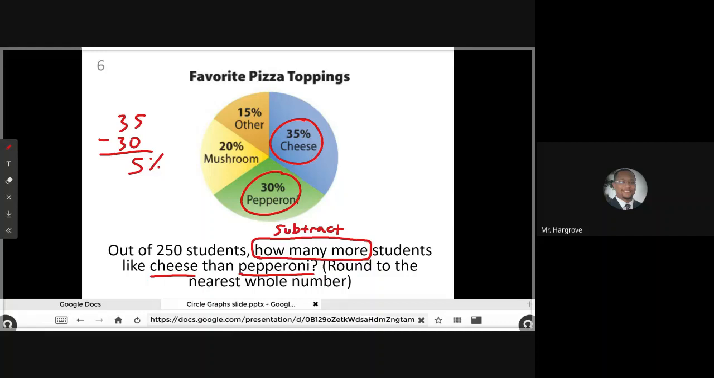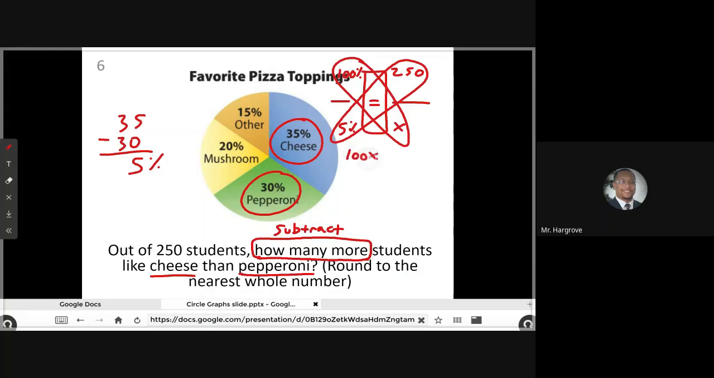So 5% is the difference between cheese and pepperoni. And now when I make my percent bar, again, this is going to be 100%. We're going to put that 5% there. 250 is still my total. X is going to go here. Same process. You notice with the percent bar, you're doing the same thing. Once you set it up, you're cross multiplying and solving for X.